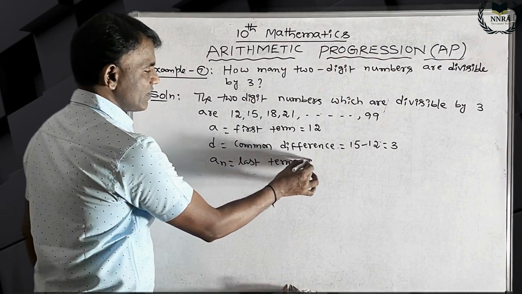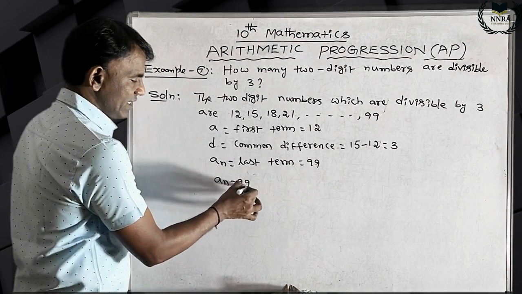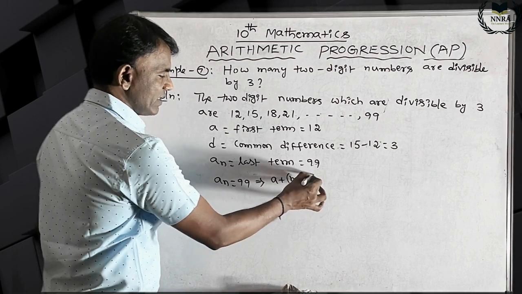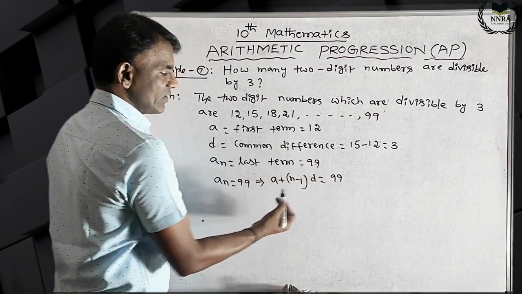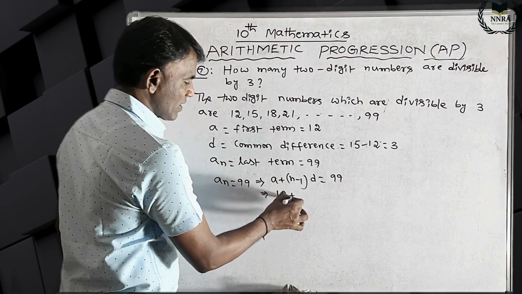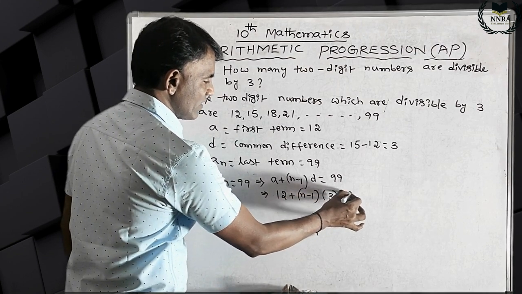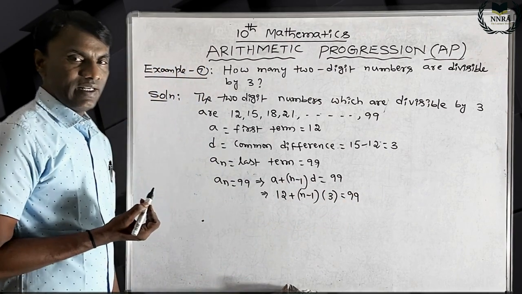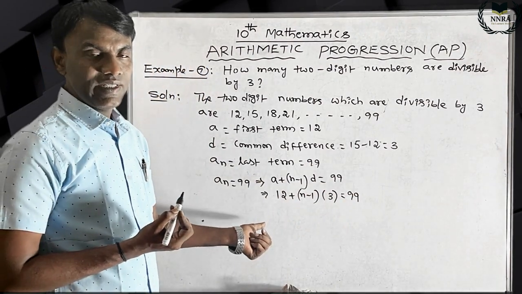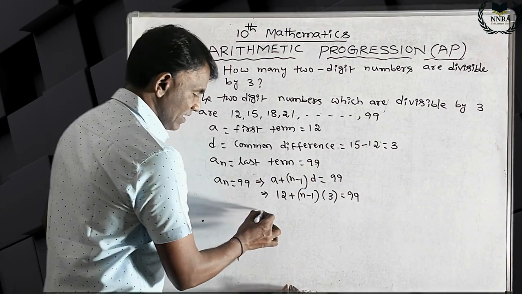Now an equal to what? That is the last term. What is the last term here? 99. So an equal to 99. What is the formula of an? a plus n minus 1 into d, so it is equal to 99. Now what is the value of a? That is 12. So 12 plus n minus 1 into 3 equal to 99. In the next step, write 12 on that side. Actually here it is positive, if you write it on that side we get negative, meaning minus. Clear?